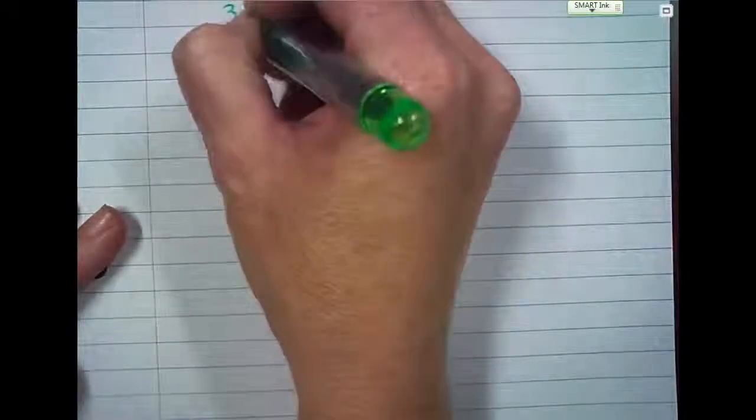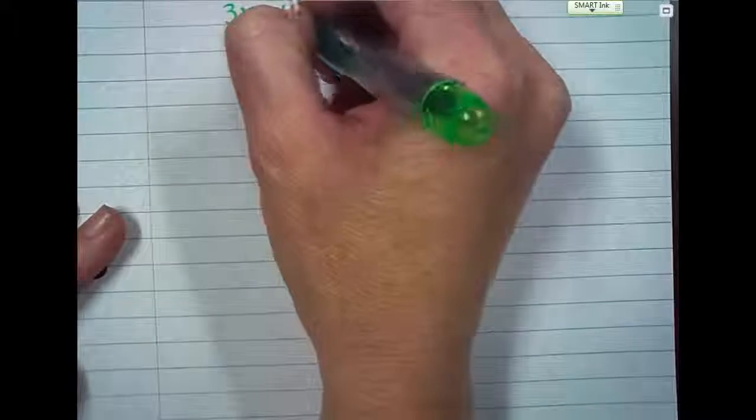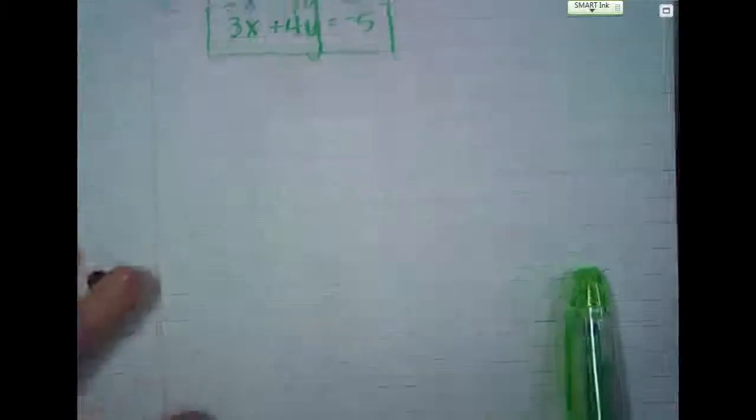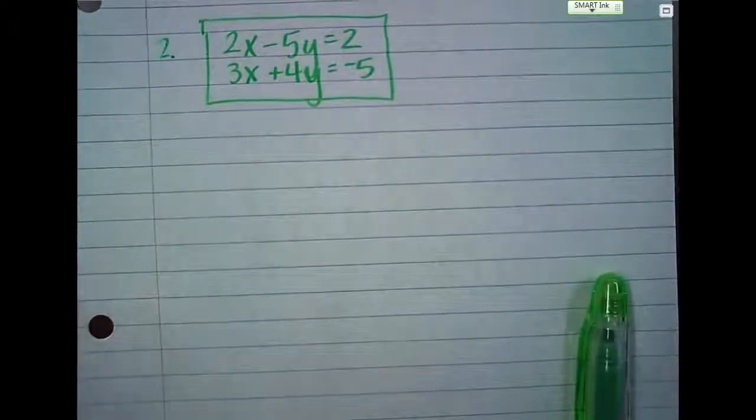Number 2. 2x minus 5y equals 2, and 3x plus 4y equals negative 5. Two x minus 5y equals 2, and 3x plus 4y equals negative 5. Now set up your determinants.